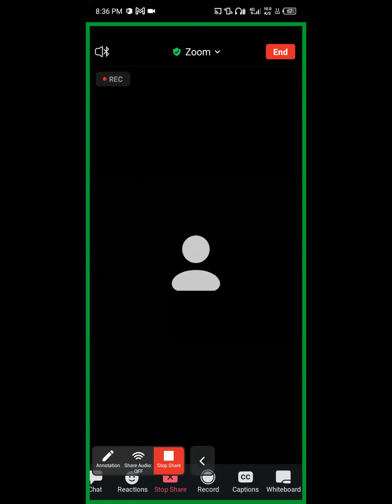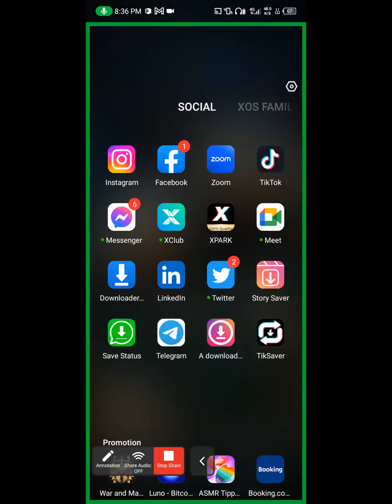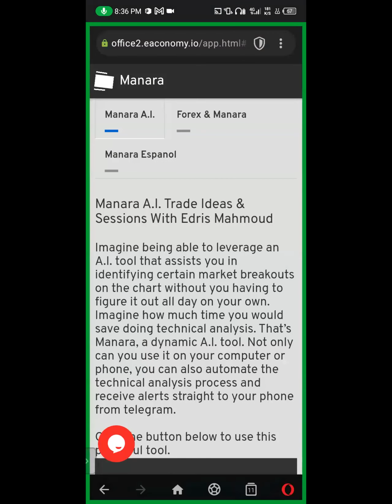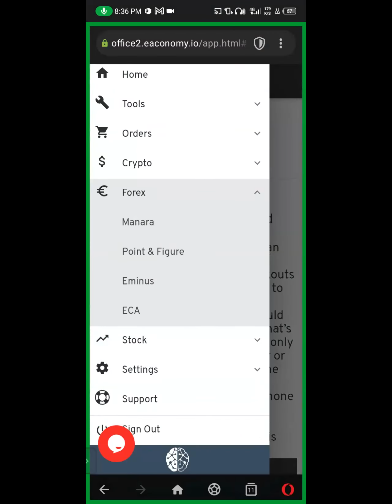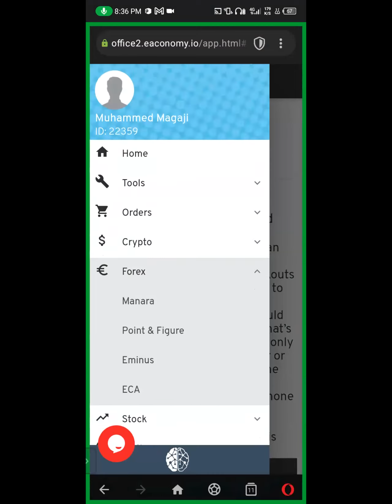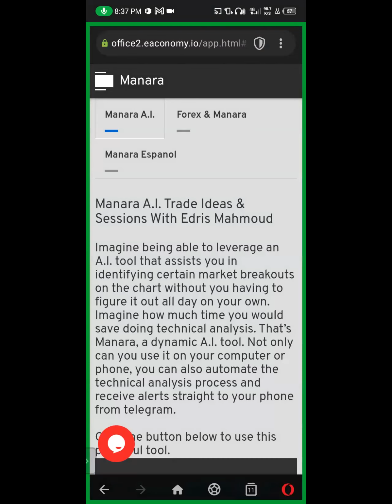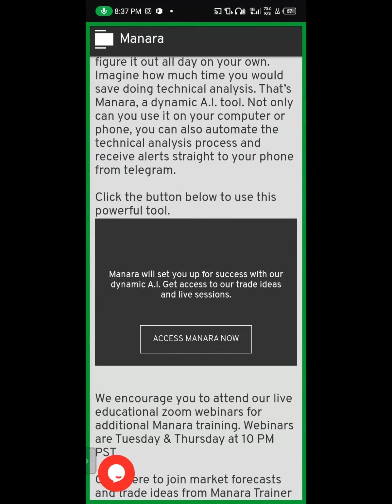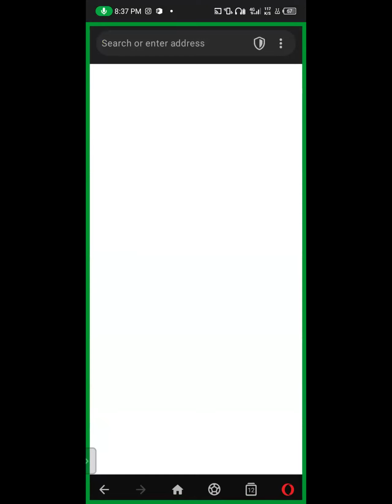Okay, so what you do is you go to your menu, you go to your back office. When you get to your back office, you go to the menu. You click on Forex. So when you click on Forex, you see Manara. Click on Manara. When you click on Manara, you come to this part, access Manara now. Click on access Manara now.